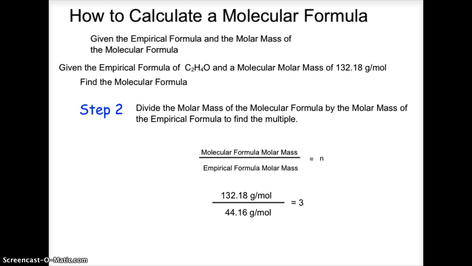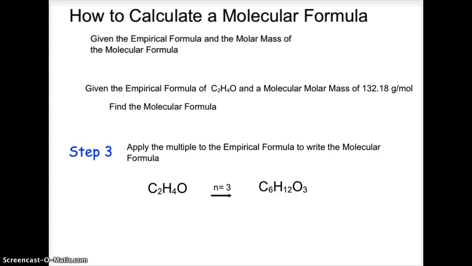up. Now that you have your empirical molar mass, you can take that number and put that in the denominator. You were given the molar mass of the molecular formula, so you're going to put that in the numerator. And when you do this math, you'll notice you get a multiple of 3. So to find the molecular formula, you just apply 3 to that empirical formula.